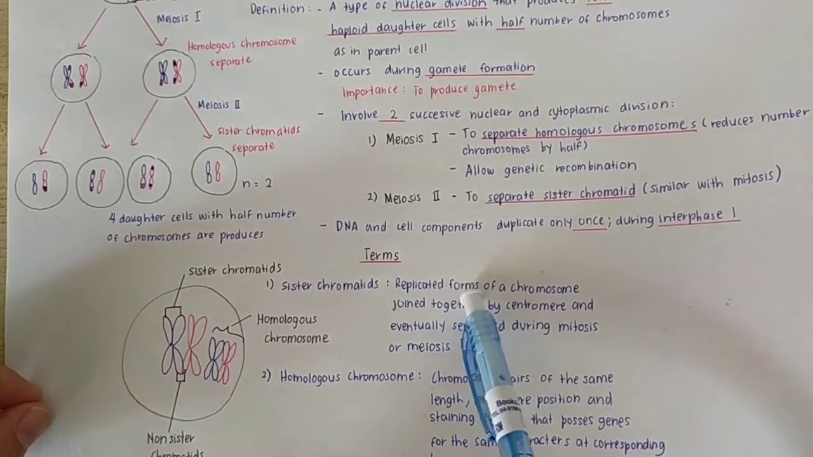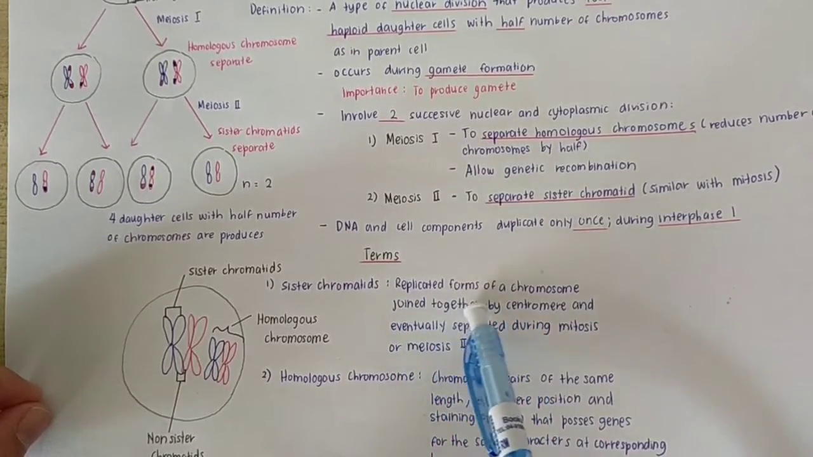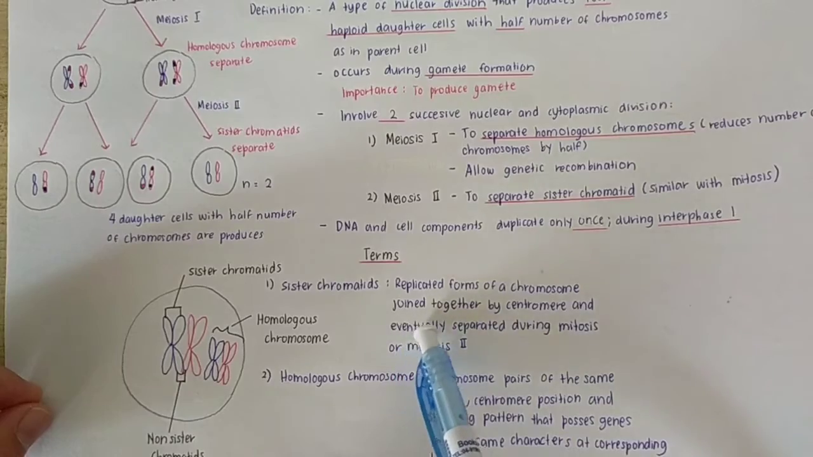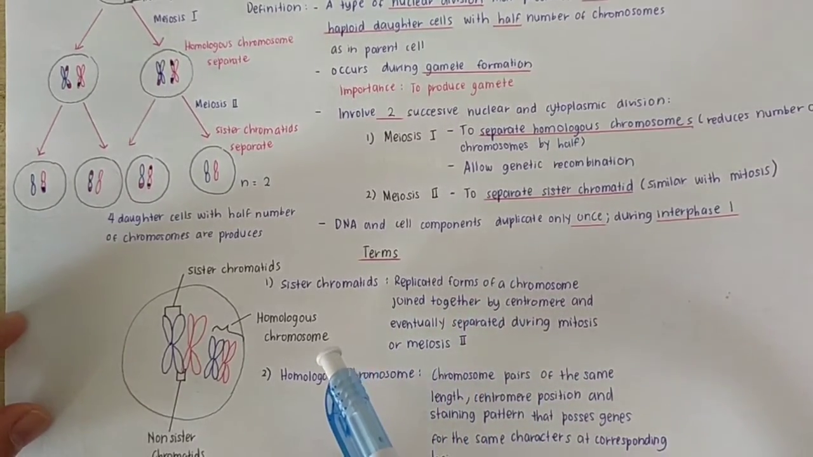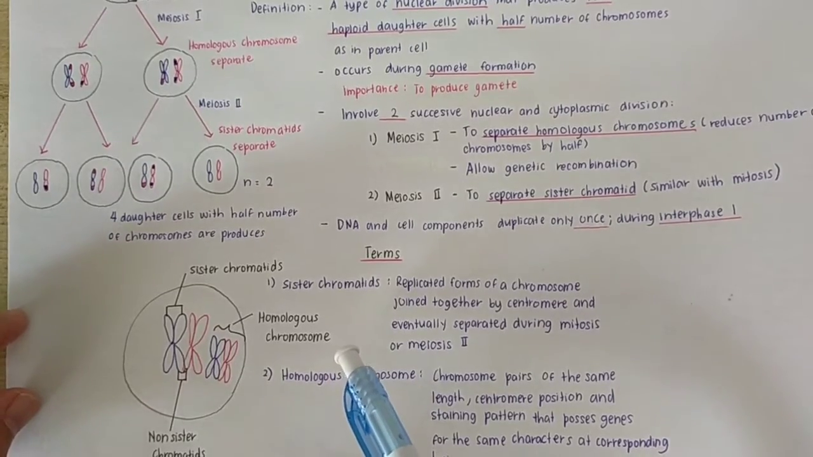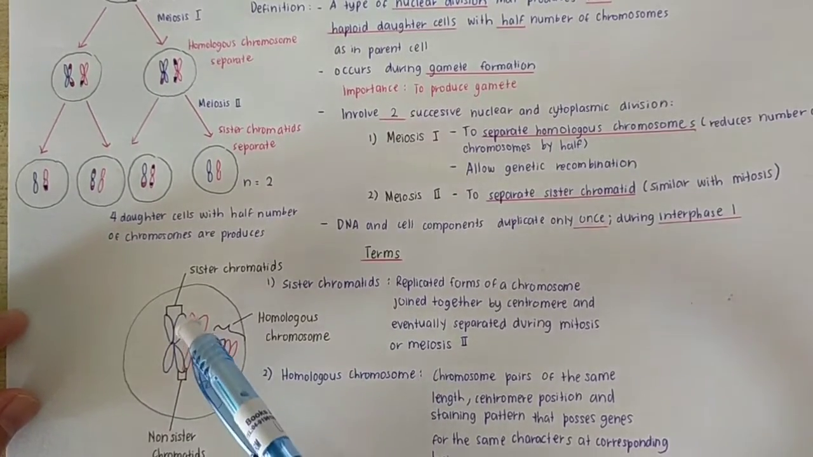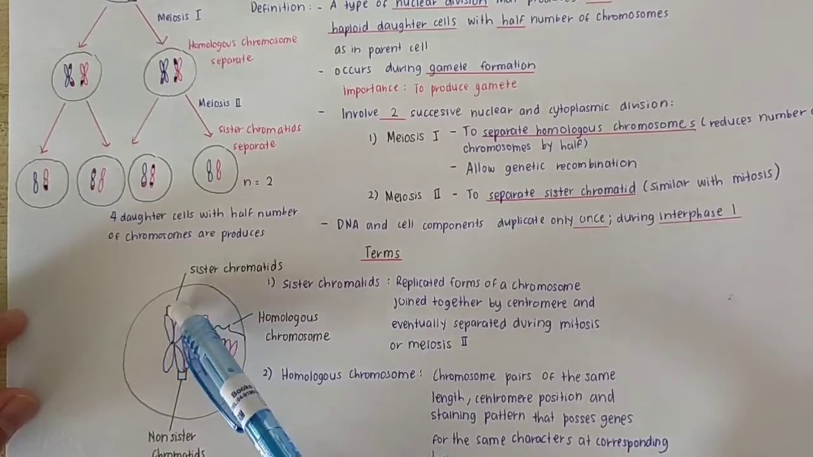It is a replicated form of a chromosome joined together by a centromere and eventually separated during mitosis or meiosis 2. Actually, sister chromatids ni kita sudah bincangkan dalam proses mitosis. Based on the diagram, a sister chromatid is like this.